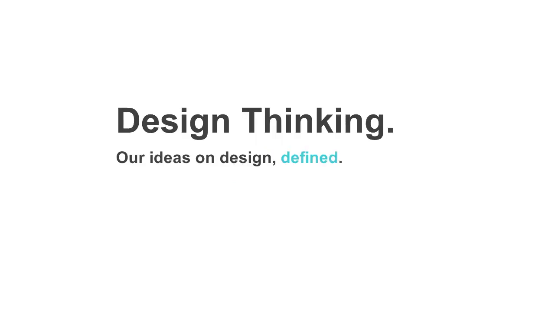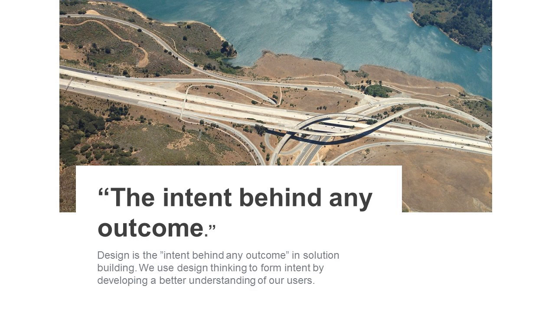So today we're going to dig a little bit deeper into one of the early steps in that process, which is design thinking. Design thinking is really the process of taking what your ideas are and turning them into a specific design. It's sort of defining your design. And it's very important to get that design right because it's really the touchstone around which the entire rest of the project hangs. Design is actually the intent behind any outcome. It's really how we use that to form a better understanding of the users.